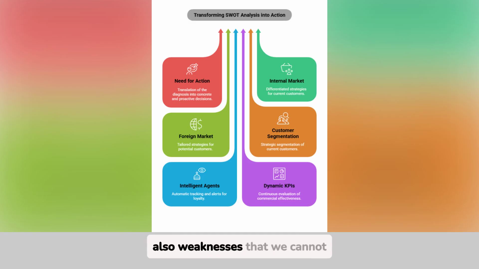But there are also weaknesses that we cannot ignore: concentration of revenues in a few strategic customers, manual processes in renewals that generate unnecessary friction, and some customers with low evolution or stagnation in their growth with us. Some of the things we can do are, first, segment current customers based on their strategic, historical, and potential value. Not all customers should receive the same level of attention and resources.